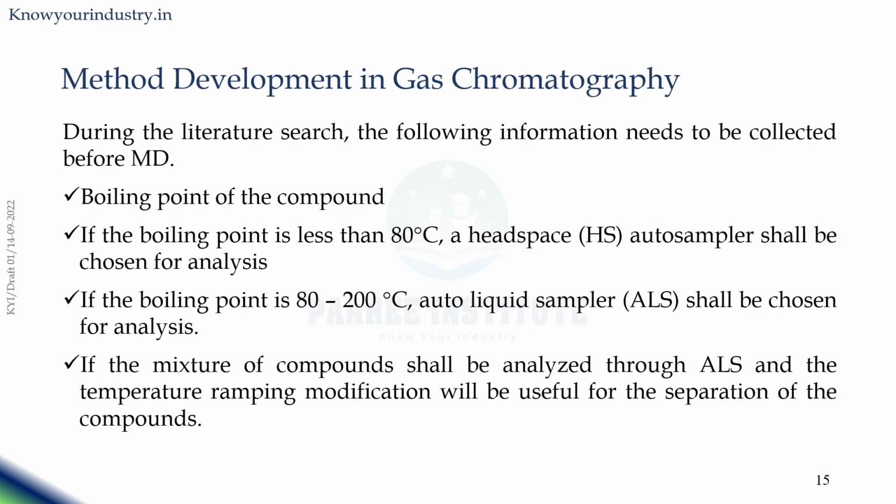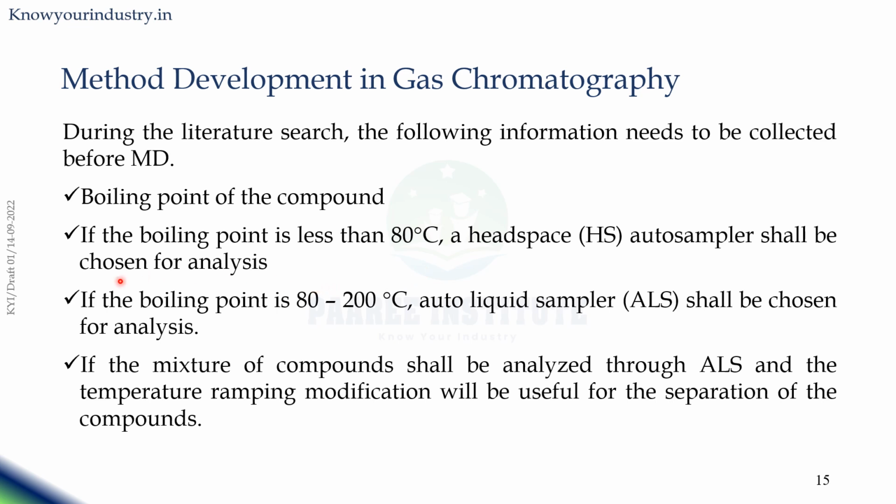Now come to the method development in the gas chromatography technique. How do you develop a method for a compound by using gas chromatography? First, you have to do a literature search. The information collected from the literature will be very useful for the method development. You should understand the boiling point of the compound because you are going to analyze volatile compounds which are mixed with the gas. So the compound has to be volatile when you use it in gas chromatography.